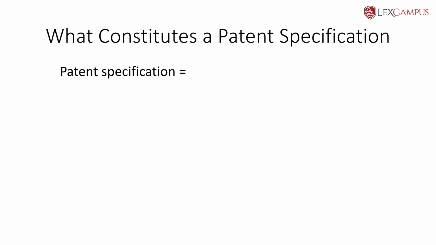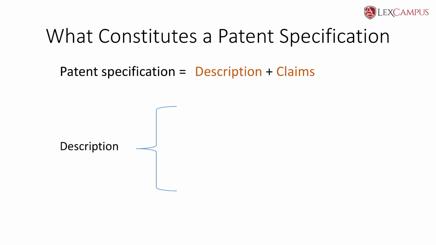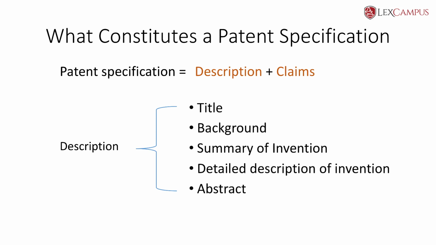So the patent specification includes the description and the claims. The descriptive part along with the claims is what we refer to as the patent specification. Now the description itself has many parts. It has a title, a background, summary, detailed description, abstract, and drawings also become a part of the detailed description. This tells us that the description comprises various parts.